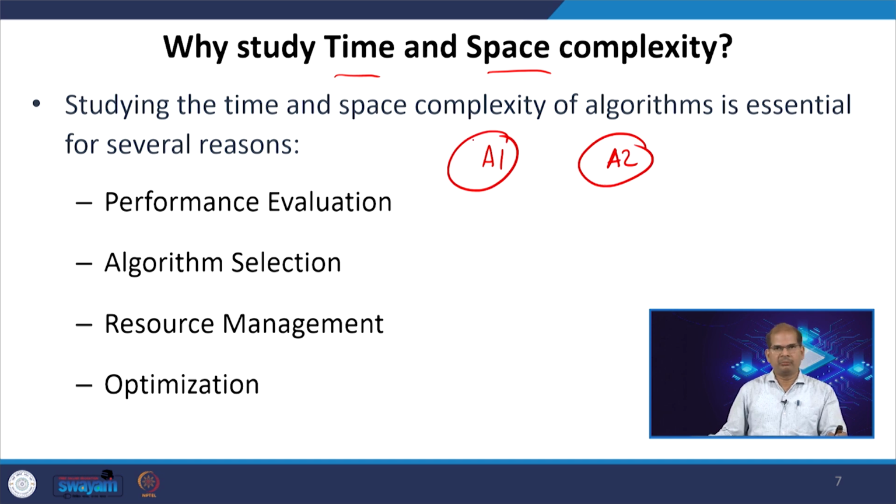Which one is better for my problem statement? In that case, I need to check the time it takes for A1 and the time it takes for A2, and whichever takes less time, I use in my implementation. So it is used for performance evaluation, and based on that we can choose a particular algorithm. And one more thing is resource management.